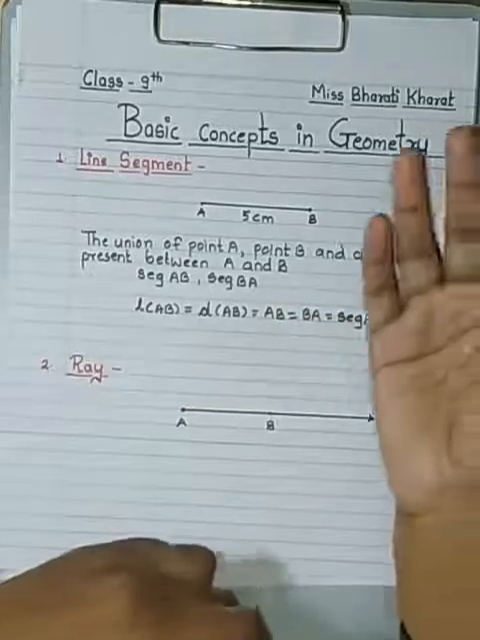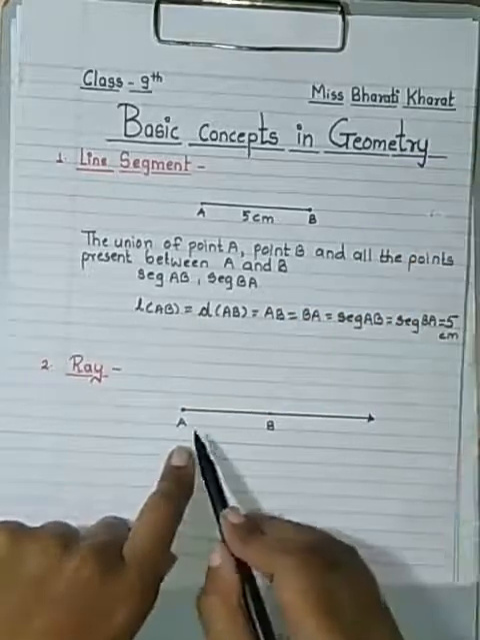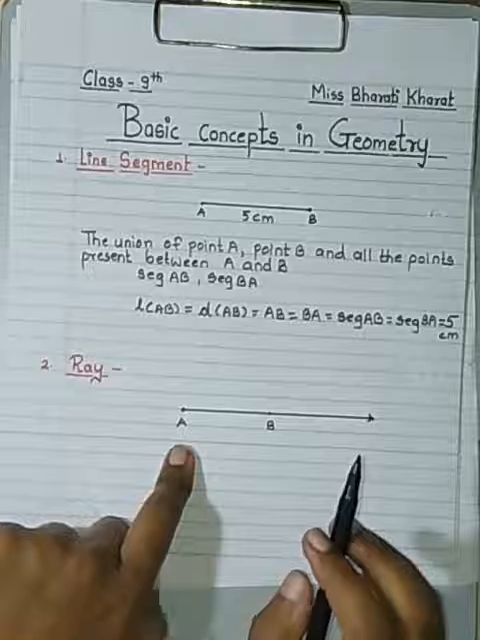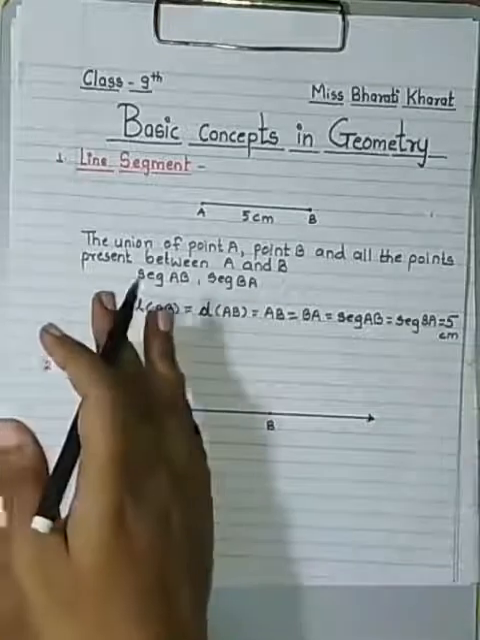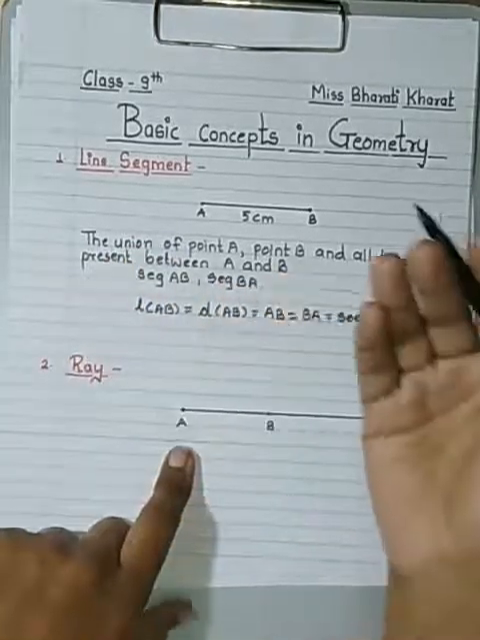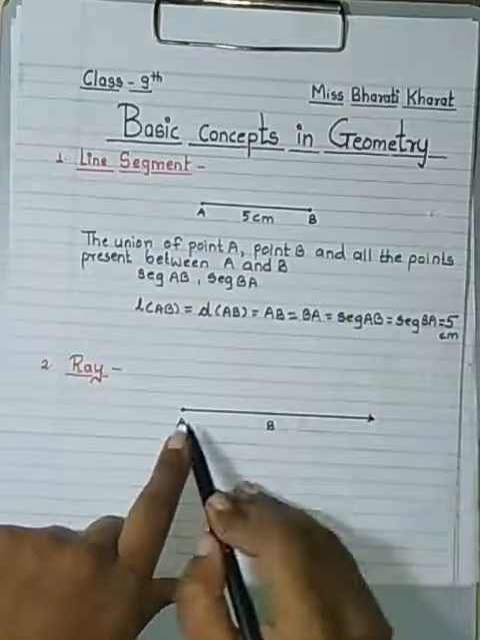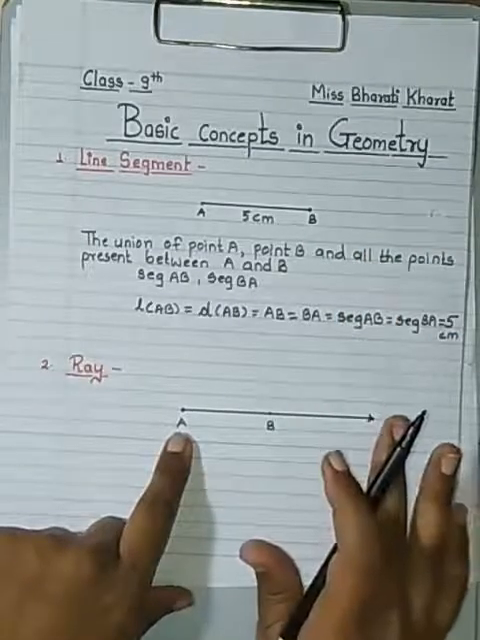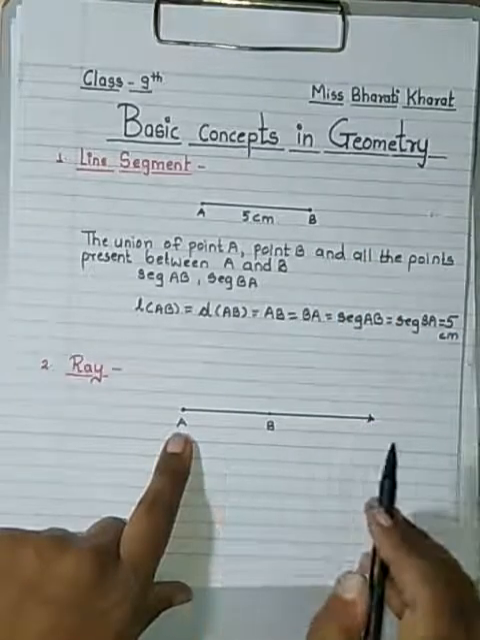What is a ray? Now children, you can see over here a diagram of a ray. First we'll move on towards the traditional definition. What is the traditional or simple definition of a ray? A ray also is a part of a line.